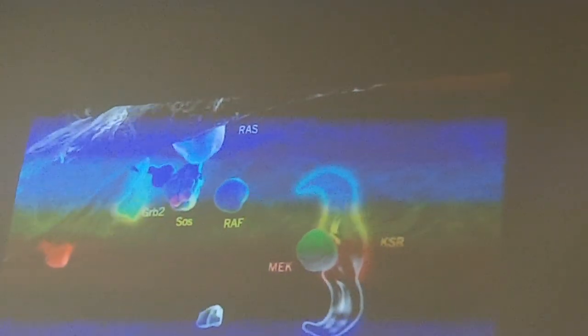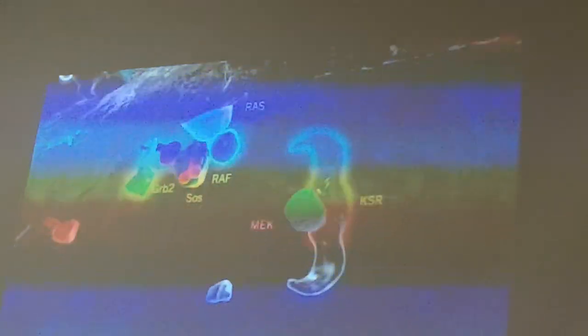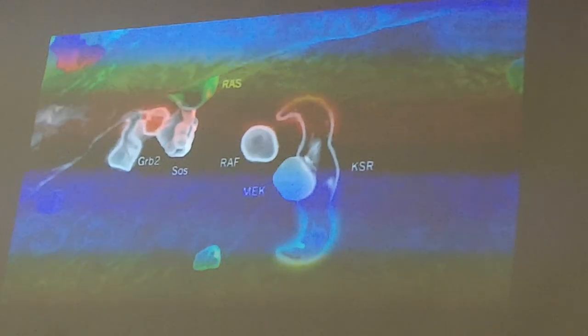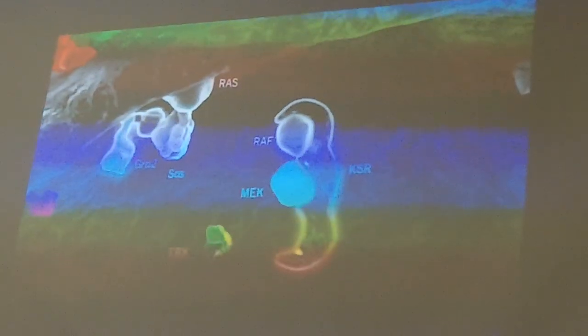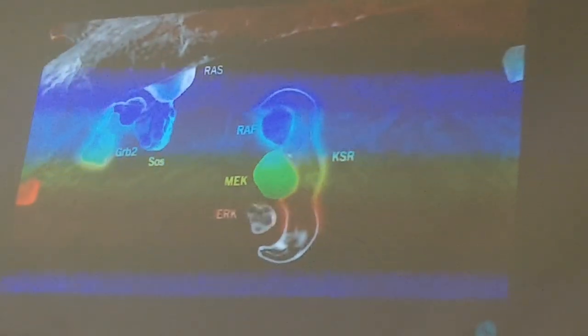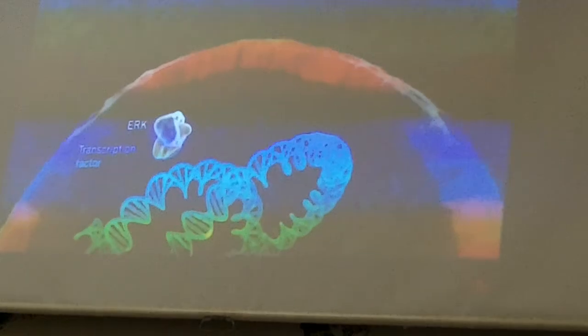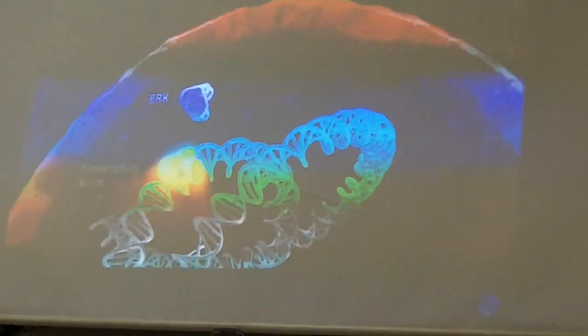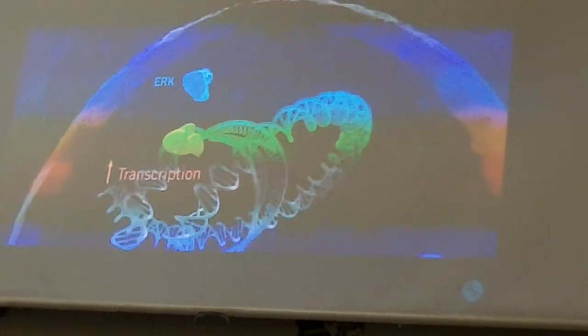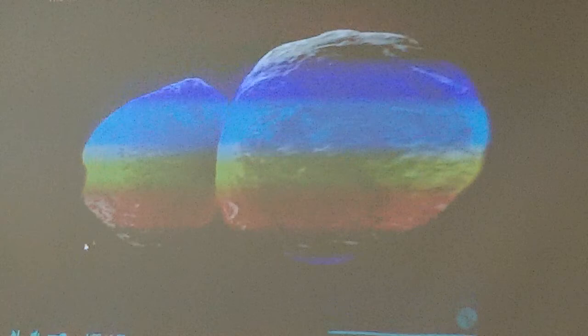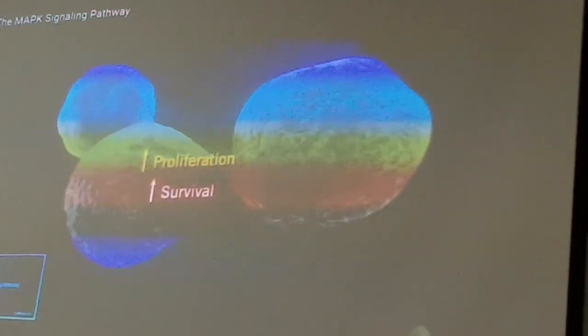The efficiency and duration of signal transmission is regulated by the scaffolding protein kinase suppressor of RAS, KSR. RAS triggers a phosphorylation cascade involving RAF, MEK, and ERK proteins, leading to ERK activation and translocation to the nucleus. Once in the nucleus, ERK activates several transcription factors that mediate gene expression. Target genes thus activated by MAPK signaling contribute to high proliferation and survival.